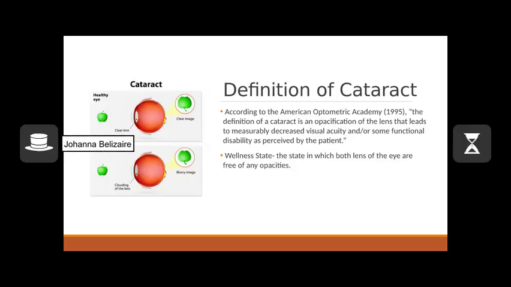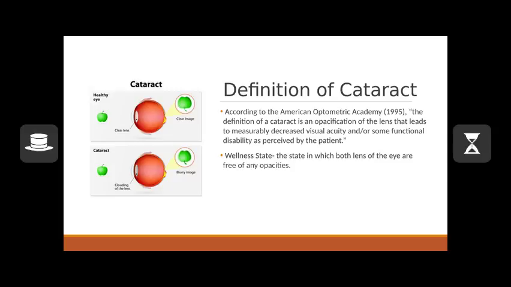According to the American Optometric Association, the definition of a cataract is an opacification of the lens that leads to measurably decreased visual acuity and/or some functional disability as perceived by the patient. The wellness state would be a cataract-free lens in which the nucleus, the cortex, and subcapsular areas are free from opacities. The subcapsular and the cortical zones are free of dots, flecks, vacuoles, and water clefts, and the nucleus is transparent, although the embryonal nucleus may be visible.